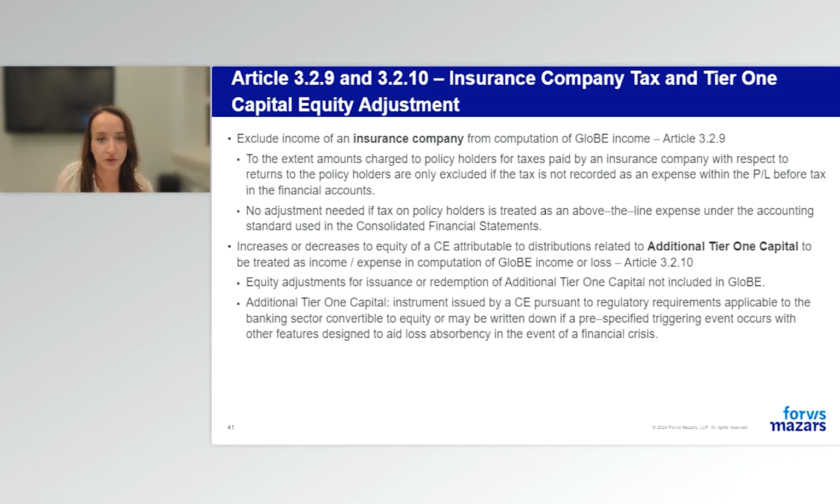And then the next article is 3.2.10, which is for the additional Tier 1 capital. This is an instrument issued by a constituent entity, which is a convertible instrument which can be converted to equity or may be written down in very specific events, for example, a financial crisis. And distributions linked to this additional Tier 1 capital are treated as an income or expense in the computation of the GloBE income or loss. But any adjustments for issuance or redemption of the additional Tier 1 capital are excluded from the GloBE income or loss.